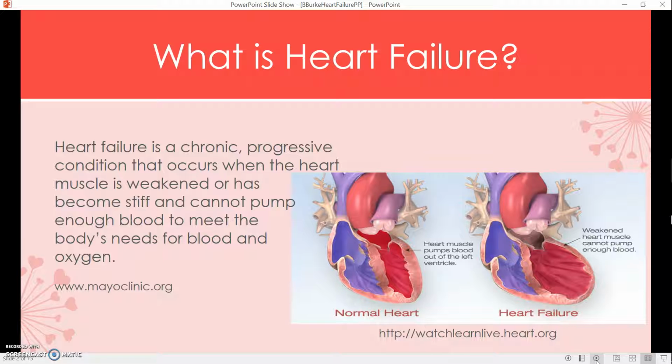Heart failure is a chronic, progressive condition that occurs when the heart muscle is weakened or has become stiff and cannot pump enough blood to meet the body's needs for blood and oxygen.